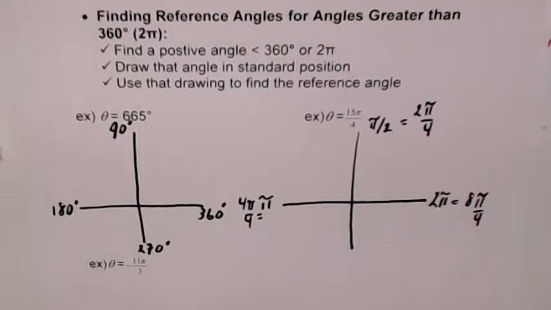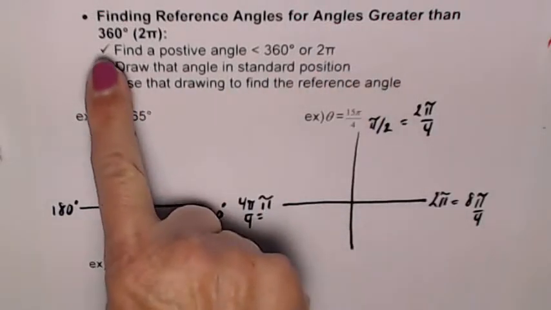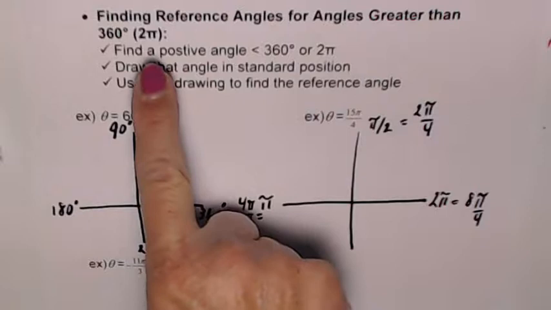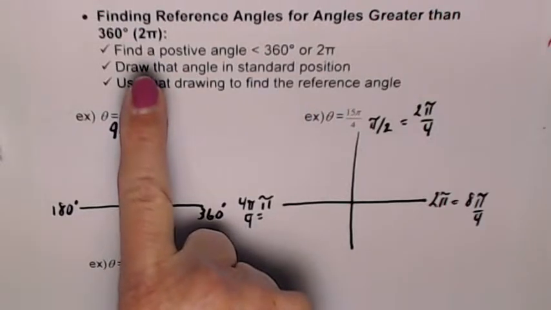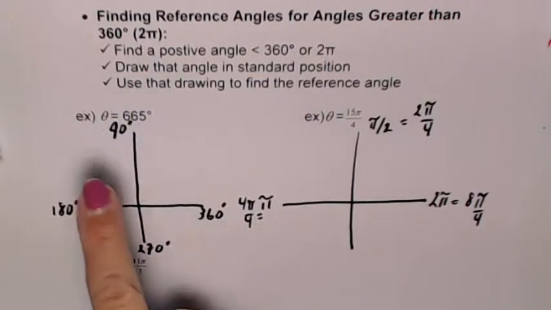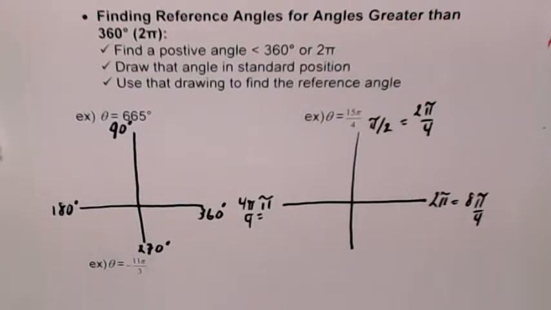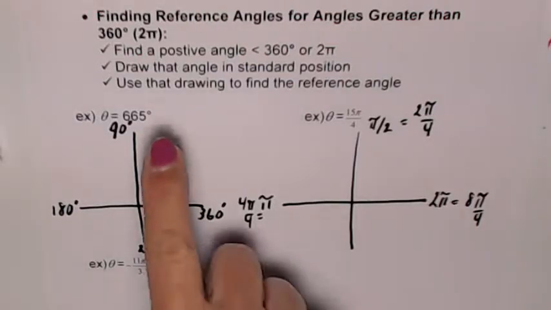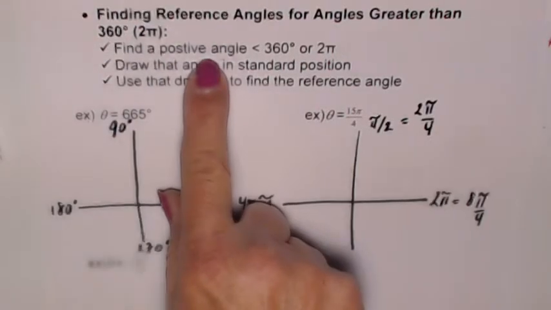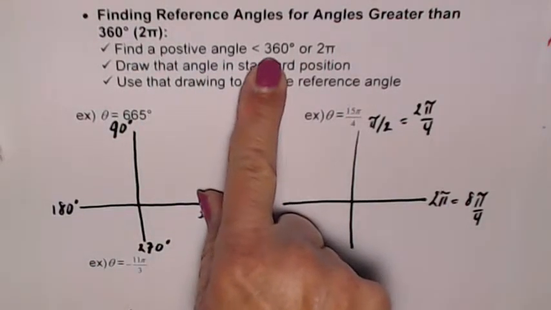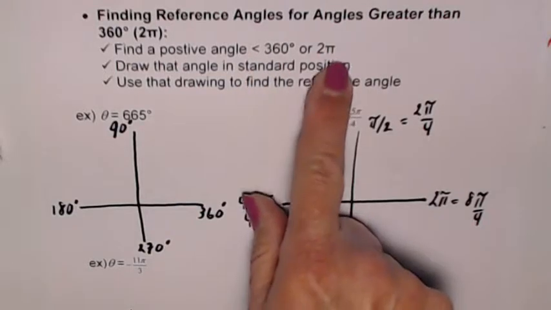Taking another look at reference angles, now we're going to consider situations where our angles that are given, our theta is given, are greater than 360 degrees or 2 pi. So these angles have at least one, if not more than one, complete revolution within the angle. So to find our reference angle, the first thing we're going to do is find a positive angle less than 360 degrees or less than 2 pi.